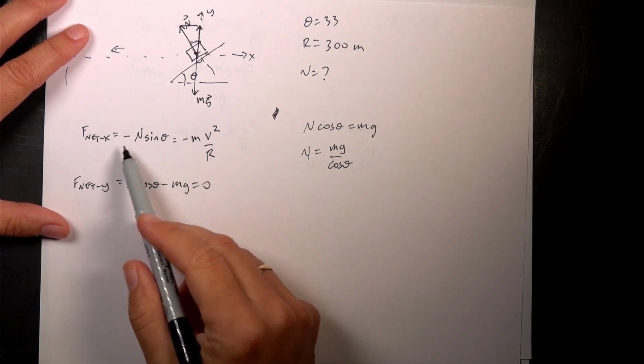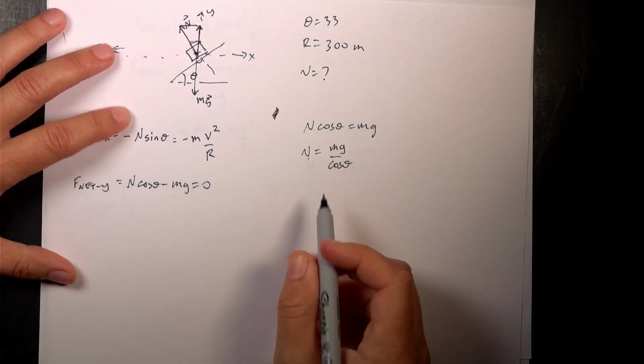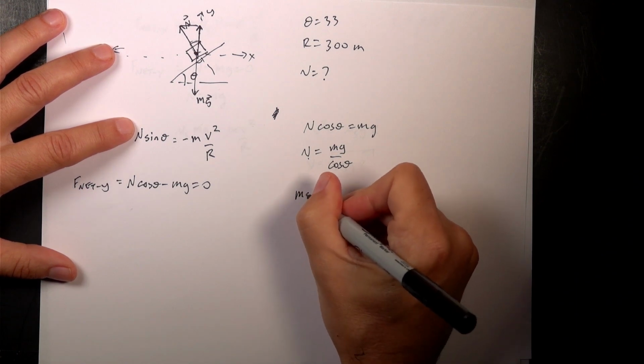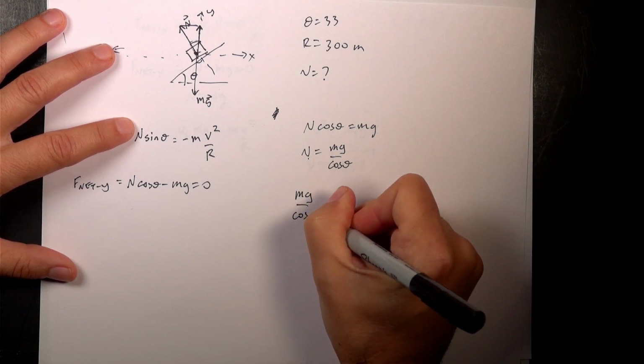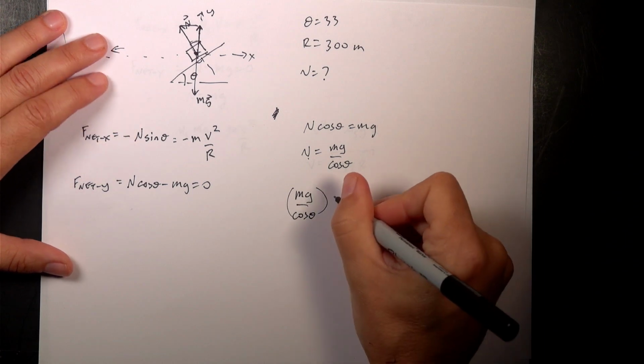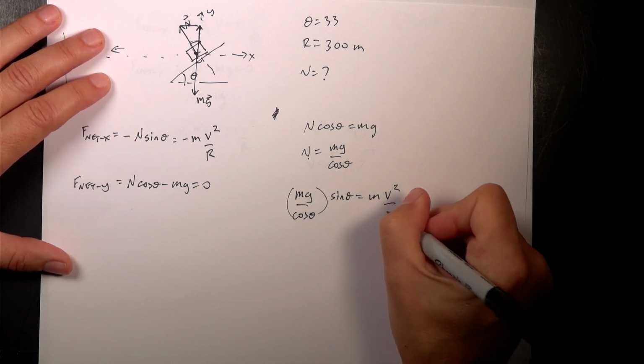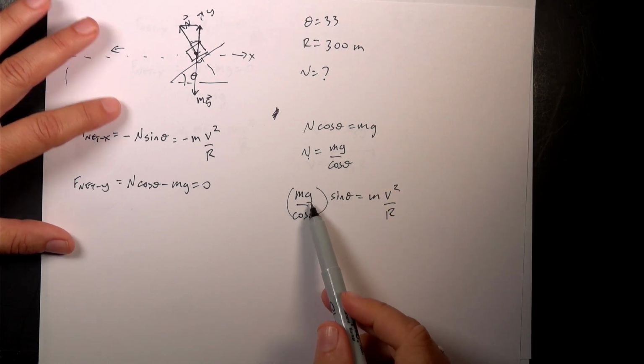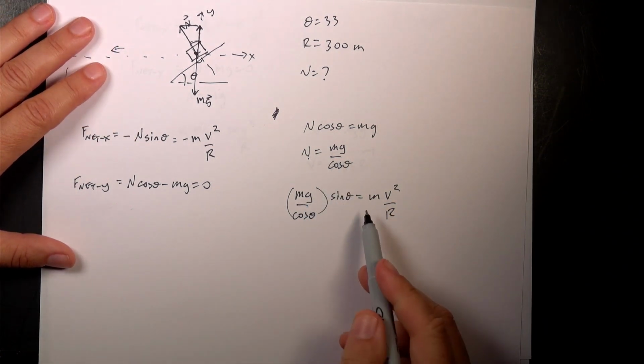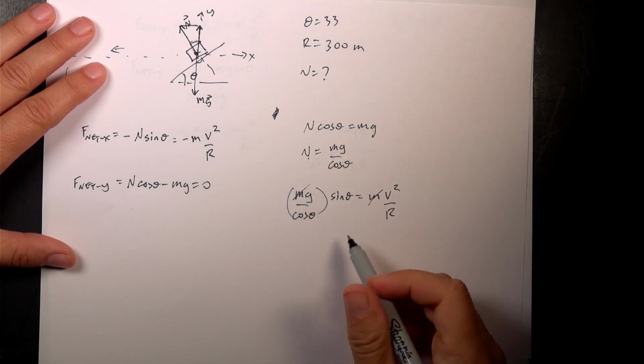I get rid of the negative signs so they cancel. So I'm going to plug in this, and I get mg over cosine theta. That's my N. I'm going to put it in parentheses, times sine of theta equals mv squared over r. So there's my N. All I did was replace it with that. Again, the mass cancels. It's on both sides.